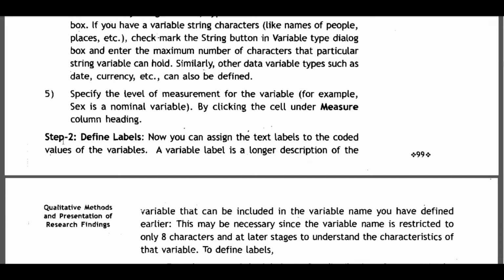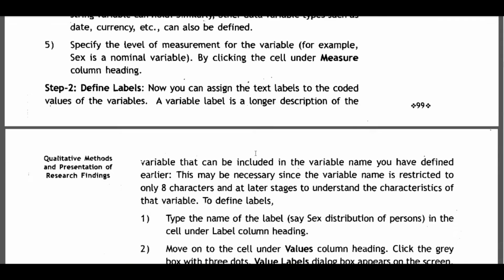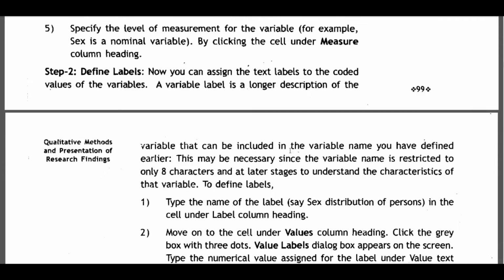Step 2 is to define labels. Now you can assign text labels to the coded values of the variables. A variable label is a longer description of the variable that can be included with the variable name you have defined earlier. This may be necessary since the variable name is restricted to 8 characters, so you have to describe it at later stages to understand the characteristics of the variable.